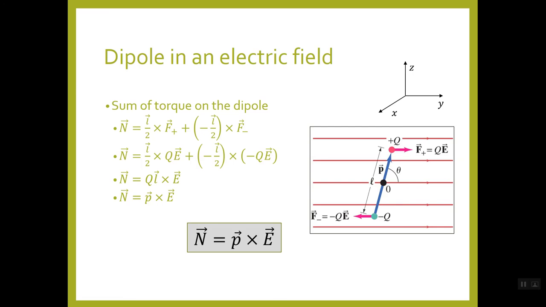When the dipole moment lines up with the electric field, the torque is 0. Remember, it's a cross product, so the magnitude is PE sine theta. When P is pointing in the direction of the electric field, theta is 0, and we get a torque of 0. If you put the dipole moment at an angle to the electric field, it's going to oscillate back and forth about the electric field. And if there's any friction, it will eventually stop oscillating and line up with the electric field.